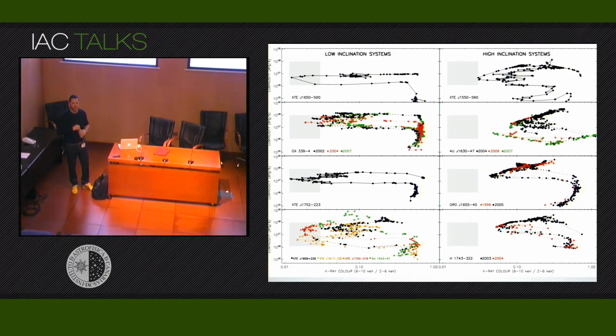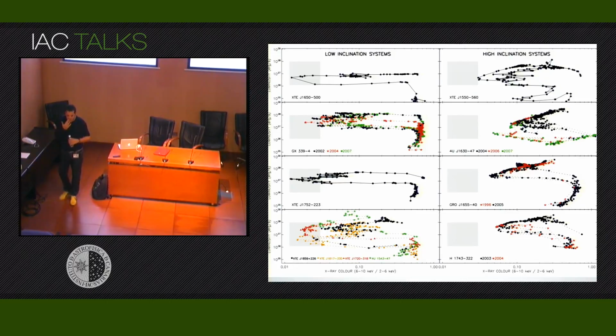Is this working? Yeah. I have two questions. One is if you have explored alternative explanations to this difference between high and low inclination. So, for instance, using a different fraction of Compton upscattering, right? That's something that would come to my mind, as a trial.